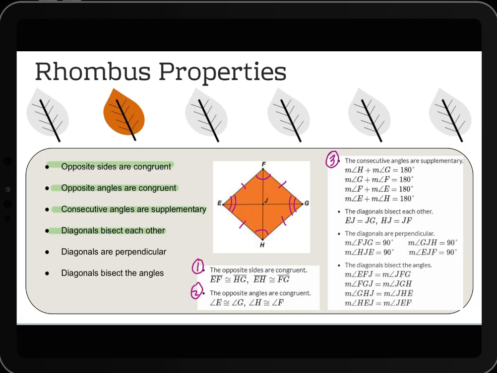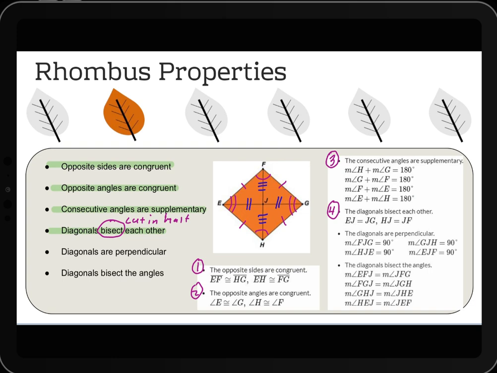Then of course we have the diagonals bisect each other. Now the word bisect means to cut in half, right? So if you have a segment like E to G, that is broken up into EJ and JG, as is demonstrated there. And that means those two lengths are going to be the same. Likewise, we have H to J. That's going to equal J to F. Those are also bisected and cut in half as well. So that means that you have two equal halves apiece, in other words.